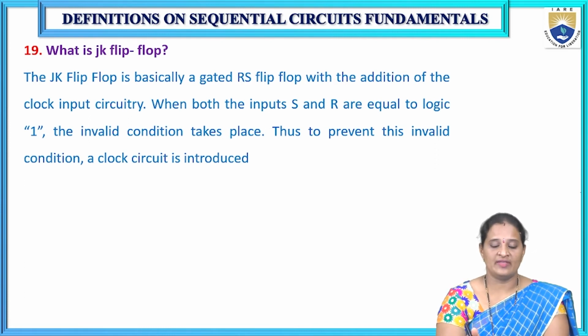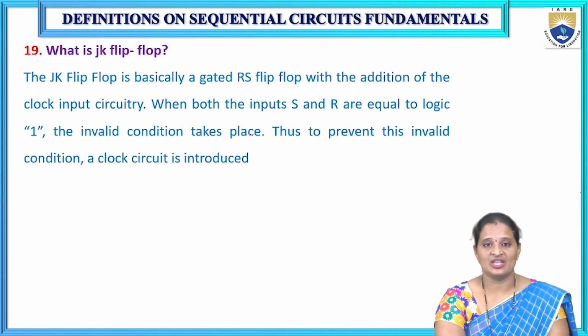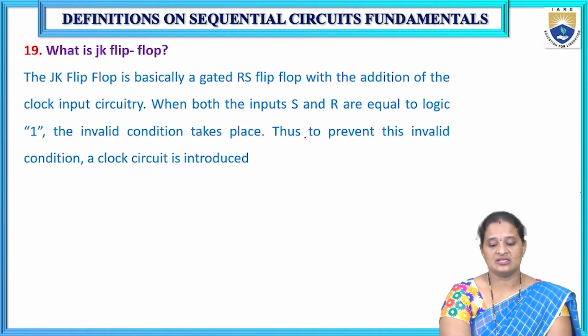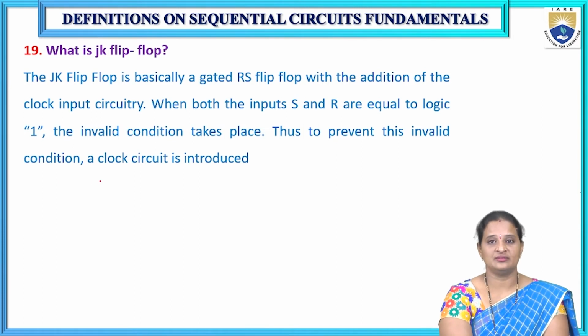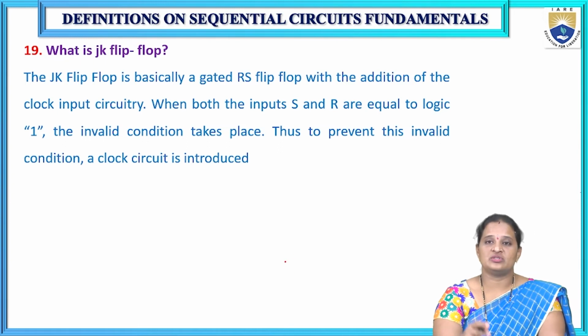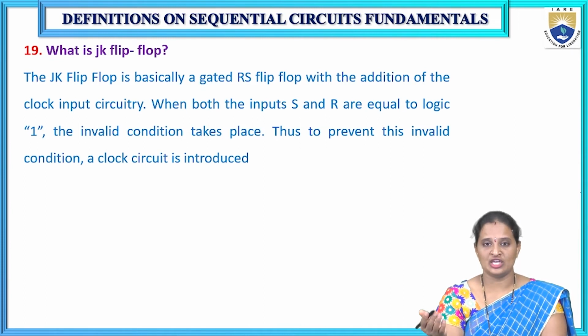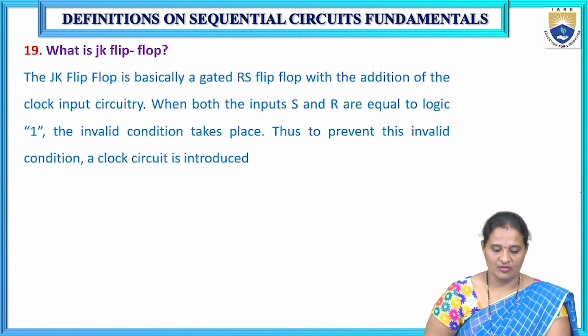So in order to avoid that, we are going for the JK flip-flop, which is nothing but the gated RS flip-flop, such that the indeterminate state of RS flip-flop is eliminated. So thus to prevent this invalid condition, the clock circuit is introduced. So that is why JK flip-flop is also known as gated RS flip-flop, where we are using extra logic gates in order to eliminate the indeterminate state of RS flip-flop.